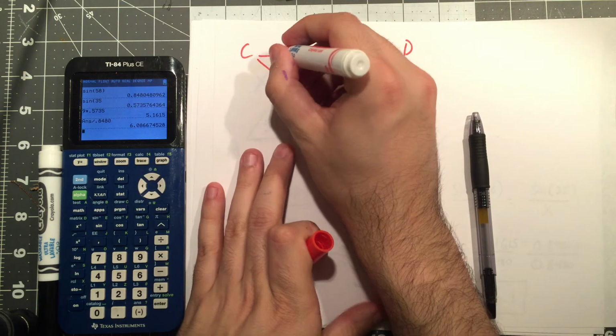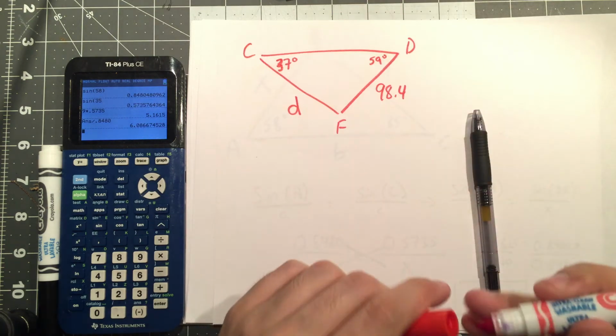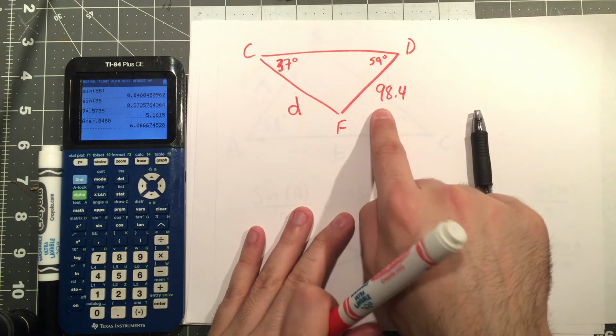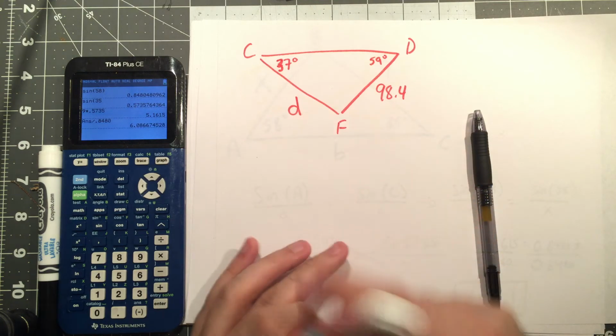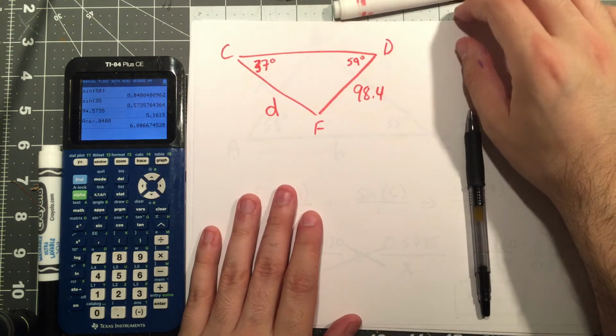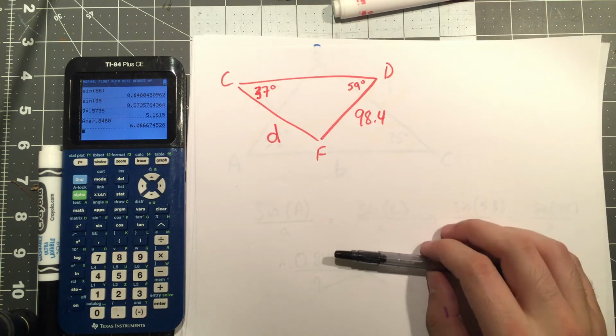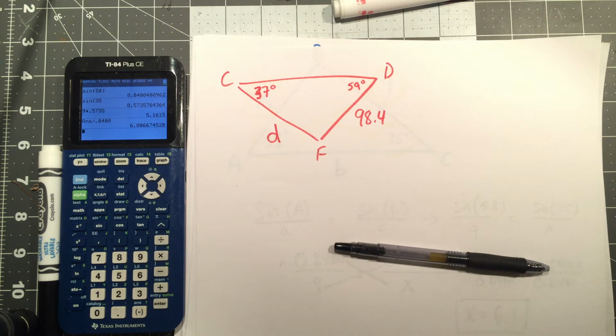We have 37 degrees over here. That's a 37. 59 degrees over here. 98.4 and side D. So if you would like, pause the video, give it a shot, take a couple minutes. It is okay to not get it right. I think it's better to try it and see what you know already, and then jump back in. Okay, so I will start it now.